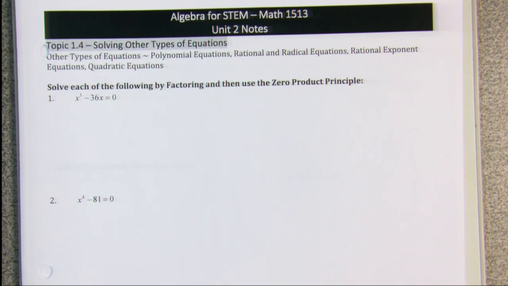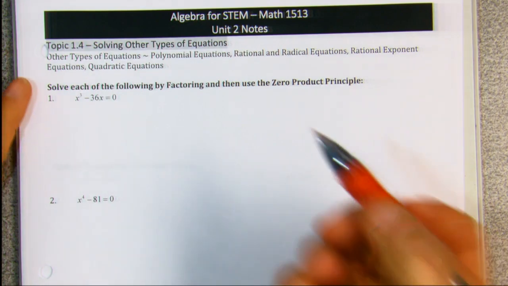be solving other types of equations in your topic 1.4. You know, when we were solving quadratic equations, most of the time what you saw were x squared polynomials. Sometimes you might have an x to the third or x to the fourth, and you can use other principles with your factoring to solve.